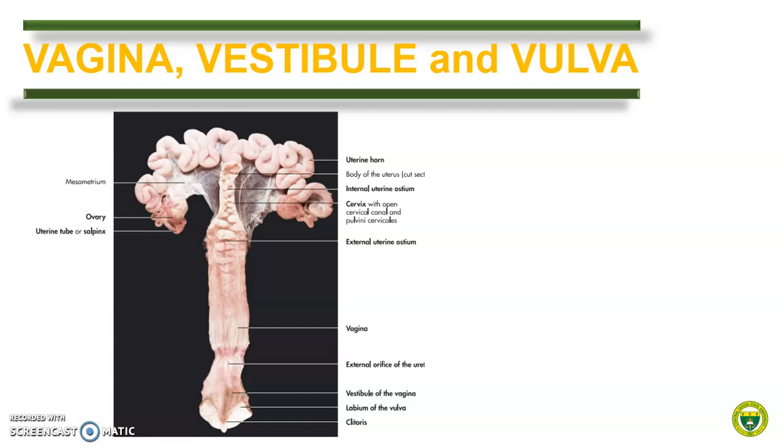Now we proceed to the last segment, which is composed of the vagina, the vestibule, and the vulva. Let us recall the boundary of each part. The vagina extends from the external ostium of the uterus to the entrance of the urethra. Here is the external uterine ostium, and here is the external orifice of the urethra.